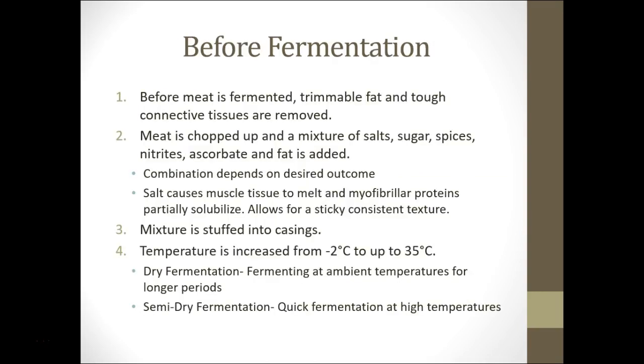So before we even begin fermentation, we take a piece of meat that has been removed from a carcass and remove all the excess trimmable fat and the tough connective tissues from it. We then take that piece of meat along with a bunch of other meat, chop it up, grind it up, and add a whole mixture of different salts and sugars and spices. We're also adding fat back into the mixture, which is going to help the overall consistency and is going to allow for a certain process to take place, which will be talked about in a little bit.